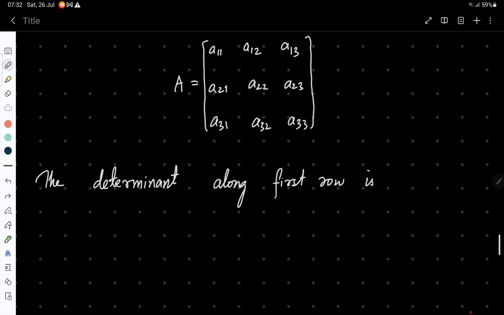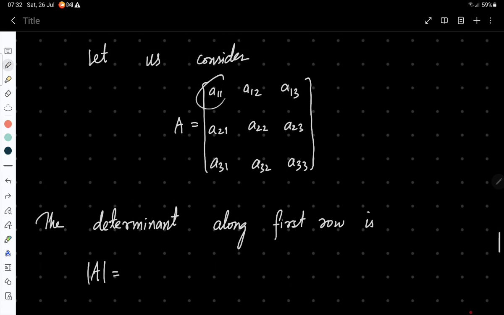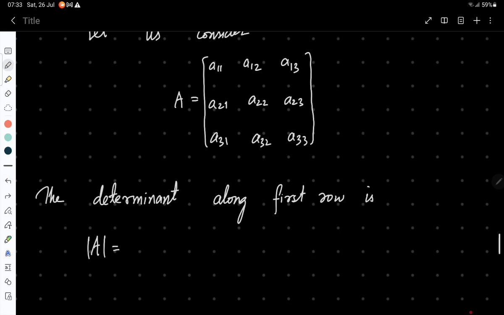So first of all you have to write the first term along the first row. Look at the indices of the first term, it is 1 and 1. If you add the indices 1 plus 1, you will get 2, which is an even number. So for an even number you will write plus. Okay, so I will write plus because the sum of the indices is an even number.